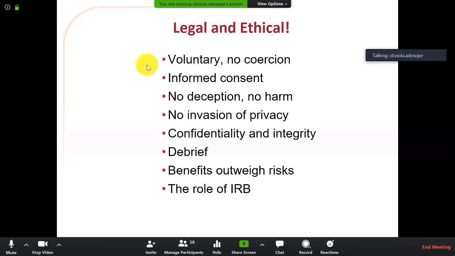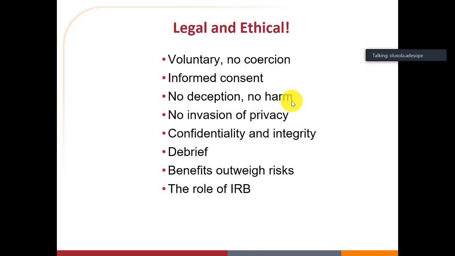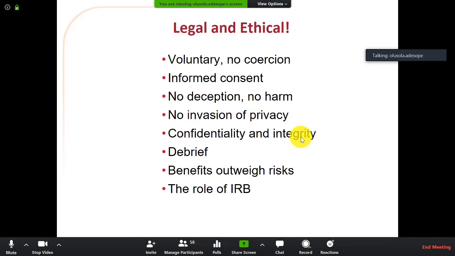The next thing is legal and ethical. Research studies should be voluntary, no coercion at all. Particularly in our world here, we need to have informed consent. People have to agree to participate in the study. No deception, no harm, except where deception is a key part of the study. There are many psychological studies looking at deception, and those go through very scrutinized protocol from the institutional review board. No invasion of privacy. There should be confidentiality and integrity. We need to debrief our participants. The benefits need to outweigh the risk.